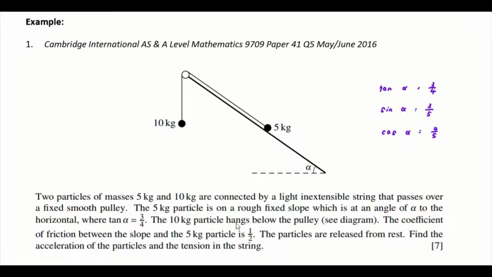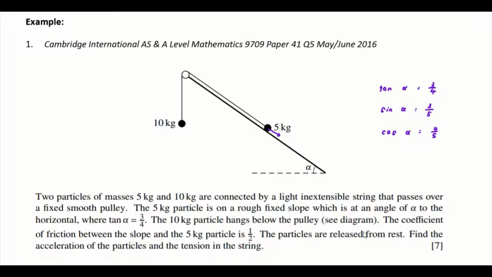The 10 kg particle hangs below the pulley. The coefficient of friction between the slope and the 5 kg particle is 1 over 2. Please make sure that when you read until here, you do not assume that the friction will always go in this direction. I'll show you why in the introduction later. We are doing this question first, then after that I'll explain it further.